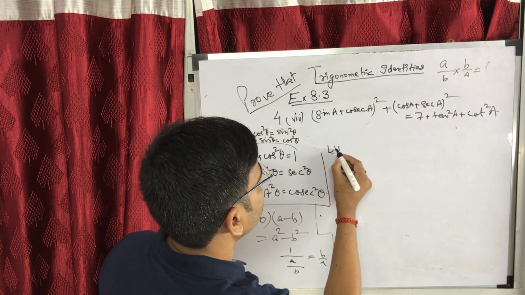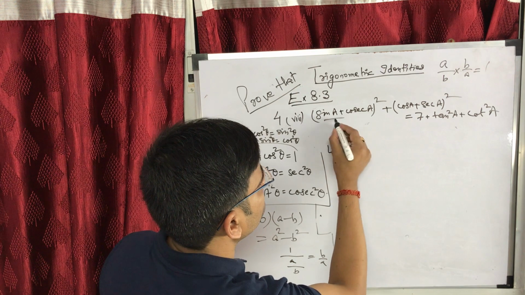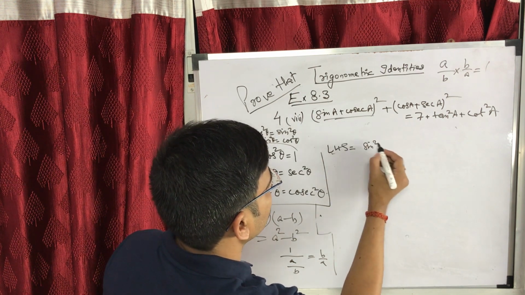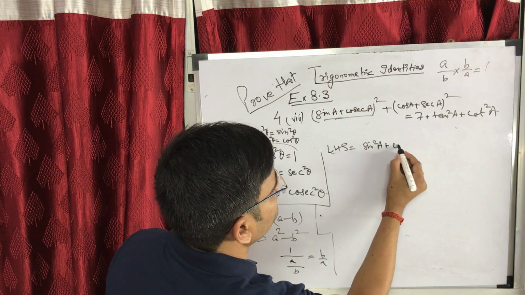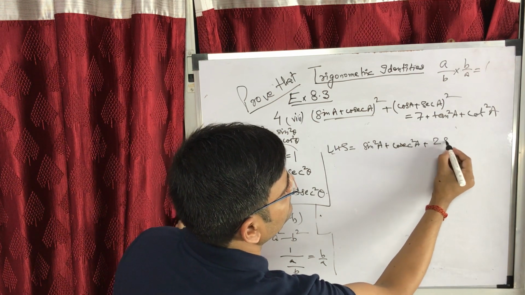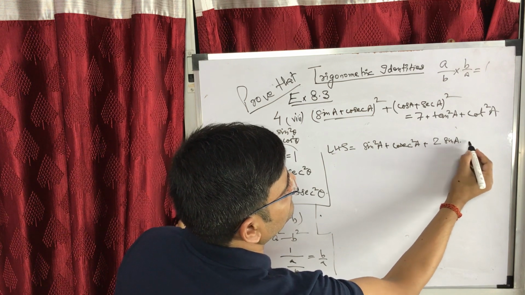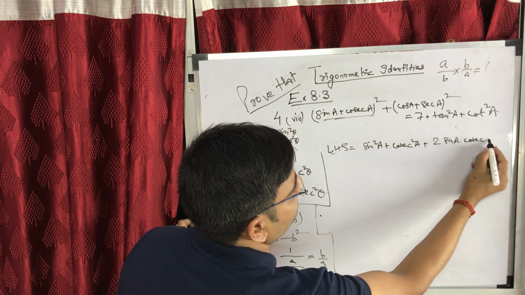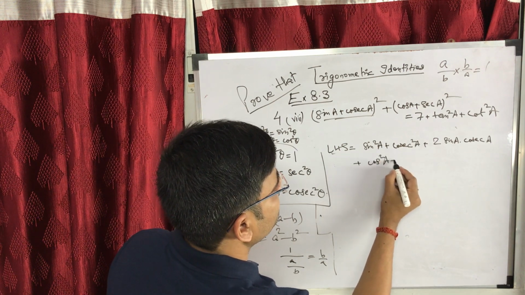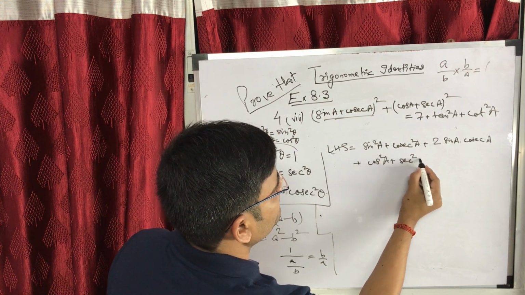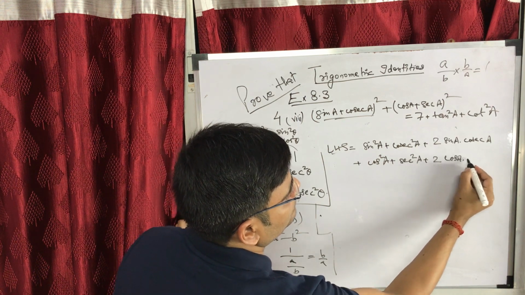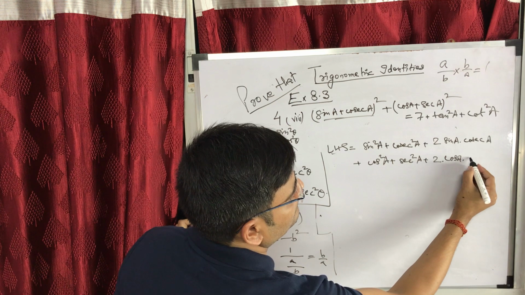So LHS, simply break into (A plus B) whole square, that is A square plus B square plus 2AB: sin square A plus cosec square A plus 2 sin A into cosec A, plus cos square A plus sec square A plus 2 cos A into sec A.